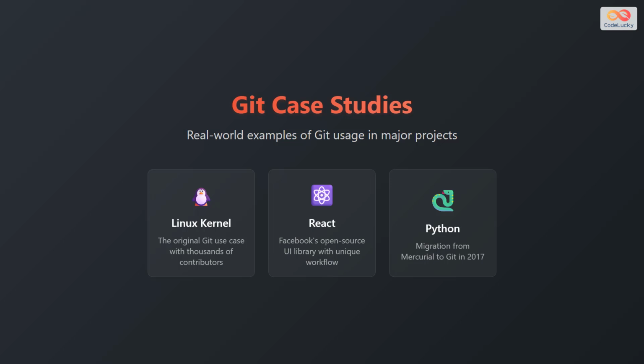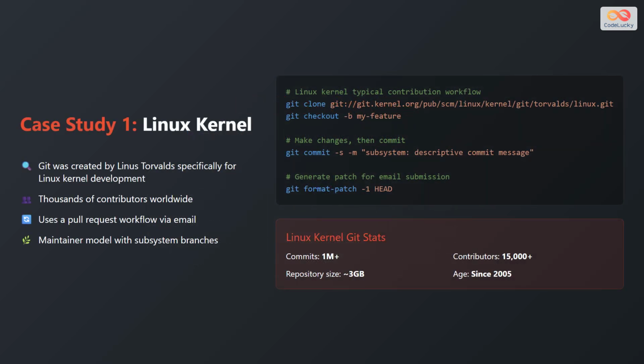In this video, we'll be exploring Git case studies through real-world examples of Git usage in major projects. By examining how different organizations and communities utilize Git, we can gain insights into effective version control strategies and workflows. Let's begin with the Linux kernel.